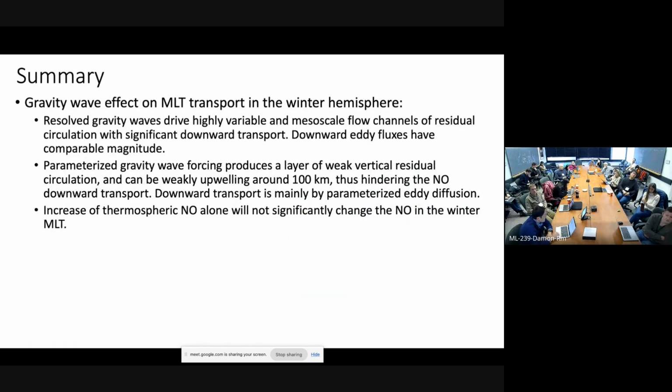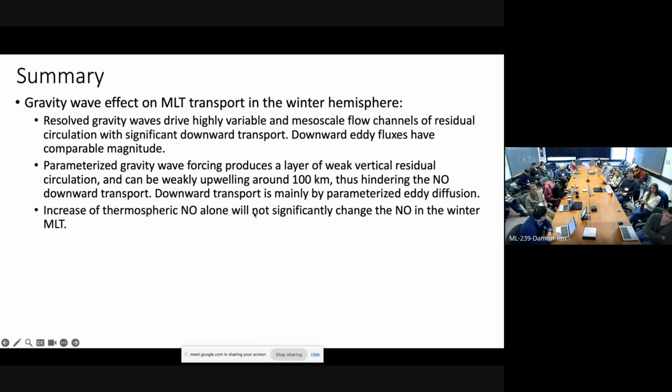But yeah, that's the study. So the summary is that we do get better transport of nitric oxide in the MLT region on the winter side and in the polar night, and the parameterized gravity wave was capturing some aspect of it, but it's really not the correct mechanism, by just tuning the KZZ.